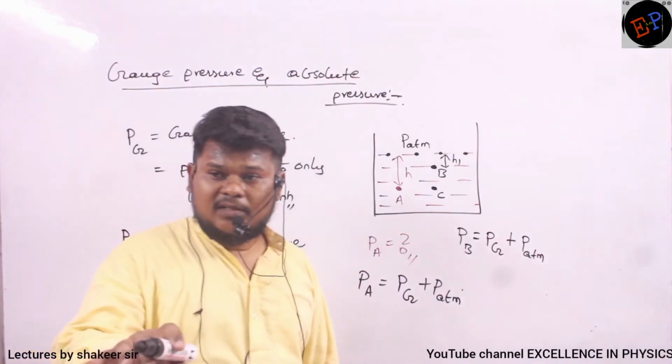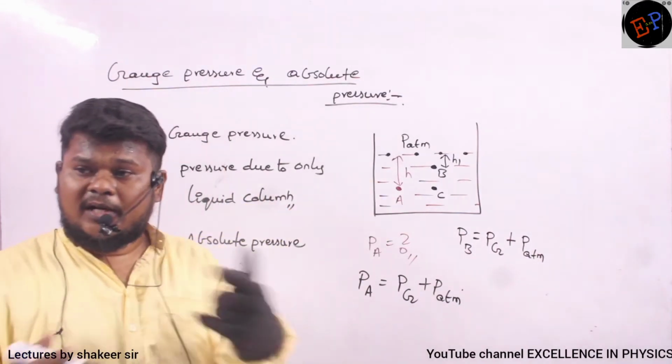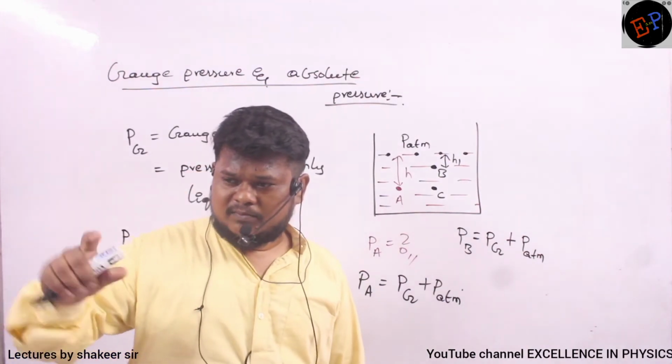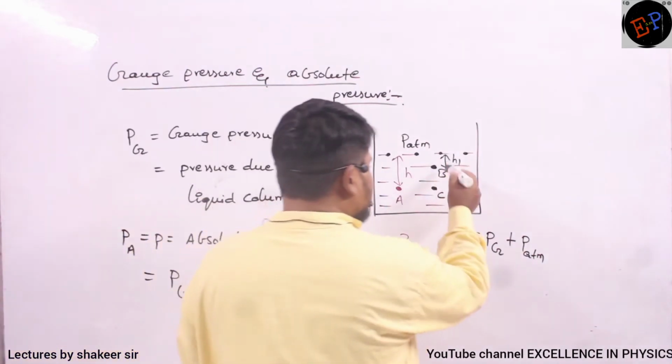In addition to which pressure? Gauge pressure. Gauge pressure means pressure due to the liquid column. So totally how many pressures will be there? Two pressures will be there. One is pressure due to the liquid column and another is pressure due to the atmosphere. Is it clear? So therefore, this is at a height of h1 now.